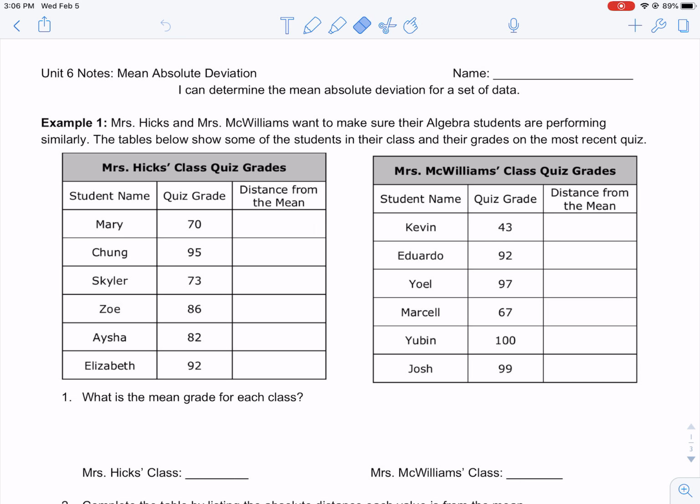Unit 6 notes, mean and mean absolute deviation. The learning target for today's notes is I can determine the mean absolute deviation for a set of data.